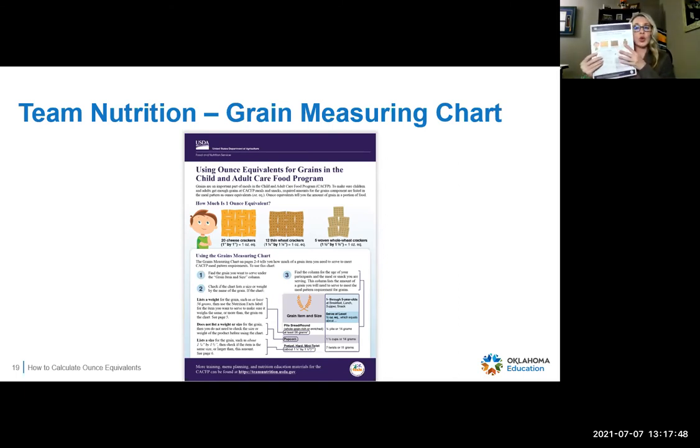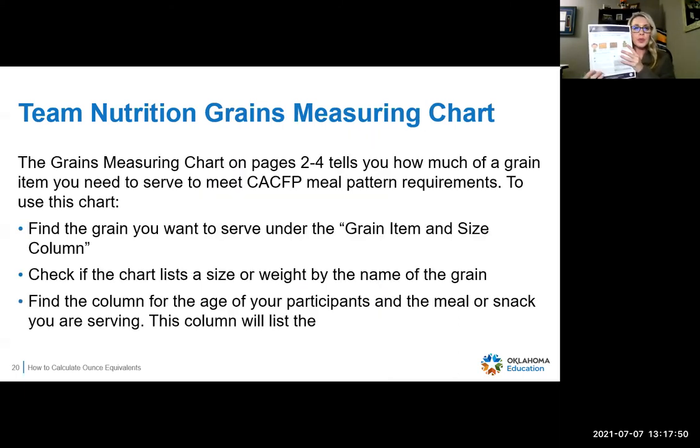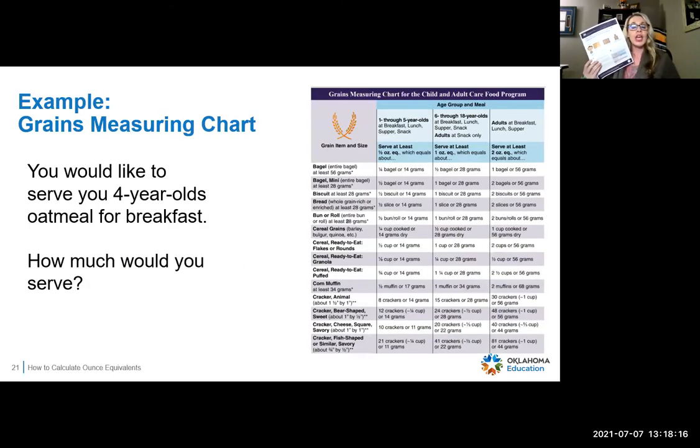So now let's talk about the grain measuring chart. Chain Nutrition came out with these charts. They're really, really great. The grains chart on pages 2 to 4 of this will tell you how much you need to serve. You'll find the grain item that you want to serve, and in the size column, you'll check if the chart lists a size or weight by the name of the grain, and then you'll find the column for the appropriate age. I know it kind of doesn't make sense. I can show you an example.